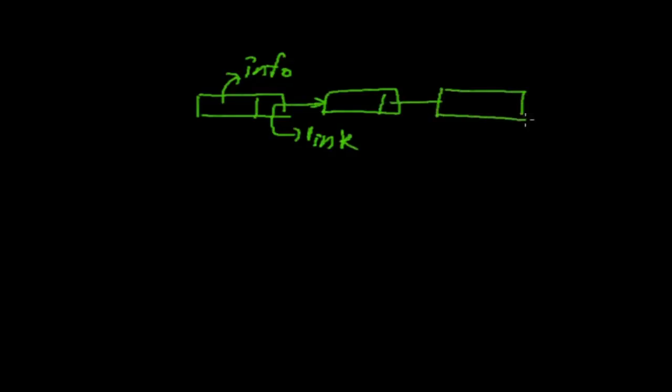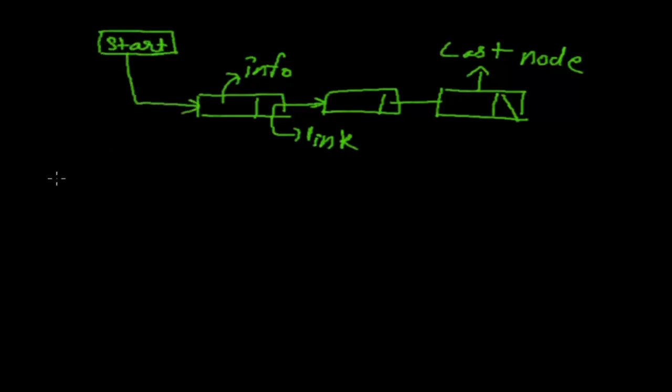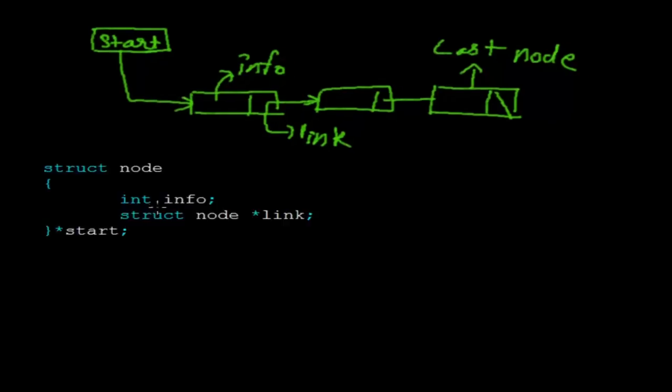And if the address part is null, it means this node is not pointing to some other node. It means the link part of this node is not pointing to some other node, which means this is the last node. Now the node which points to the first node is called the start node. So this is our singly linked list. Now how to implement this programmatically, we will check it now.